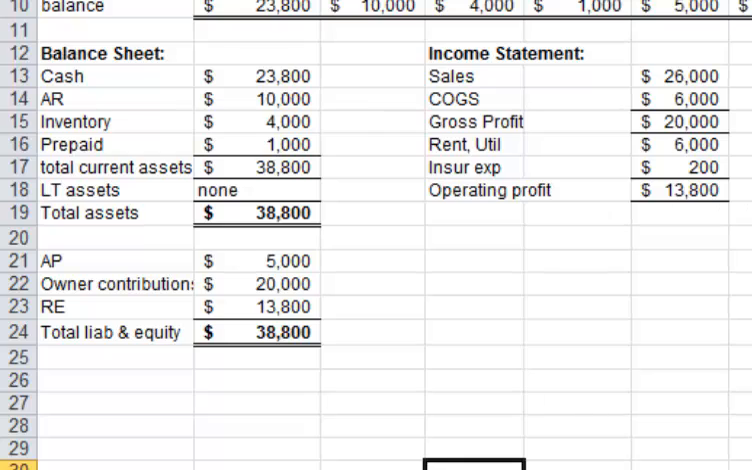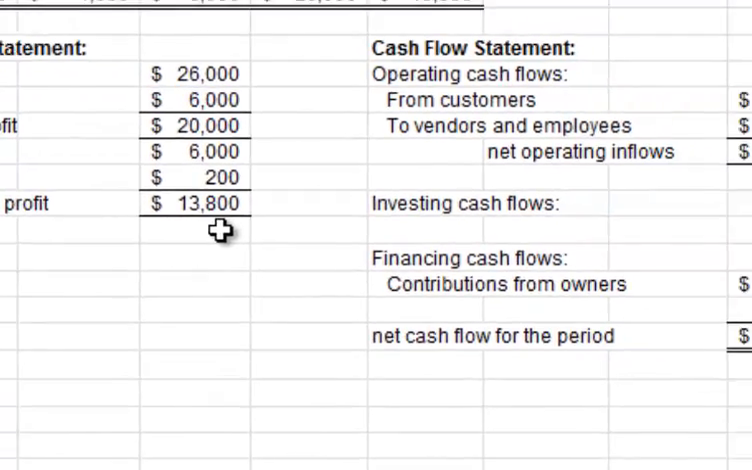For the income statement, we've got that one sale, and we've got the cost of goods sold, and we've got the rent, utilities, and we've got the insurance expense, getting us down to the profit of $13,800.